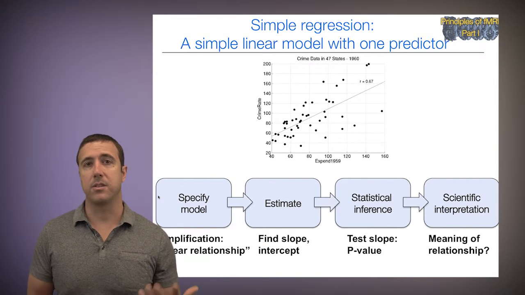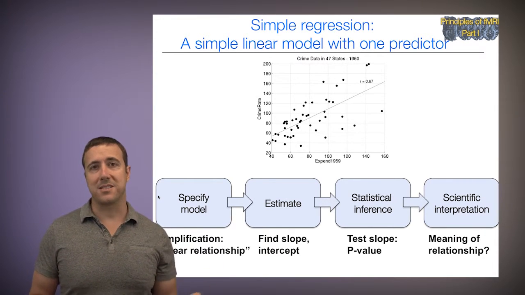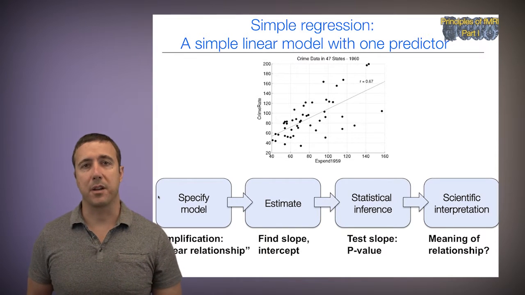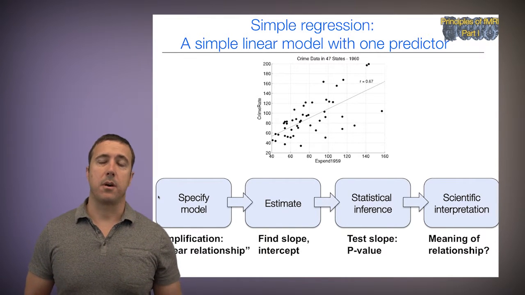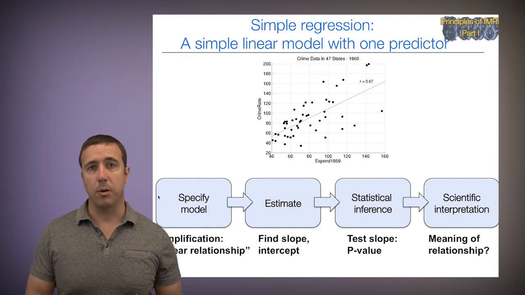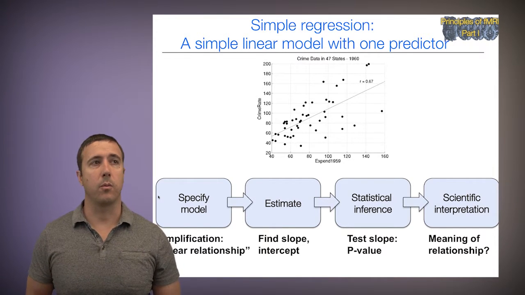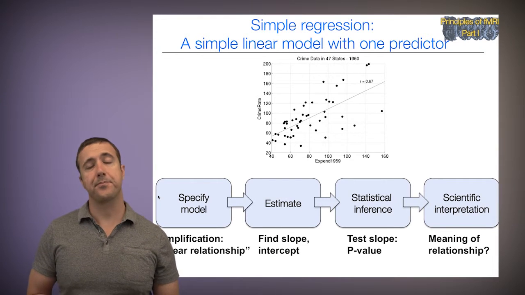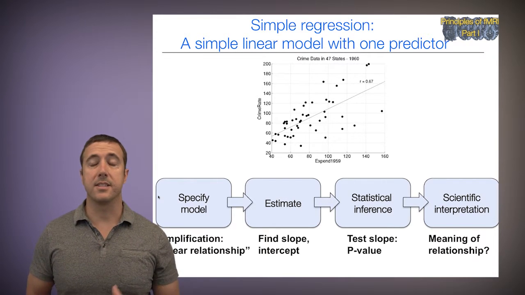That's the model, the simplification of this complex data into a compact form. Then we estimate the model. In this case, this means that we have to estimate the slope and the intercept of that model, where it crosses the y-axis. Third is statistical inference.